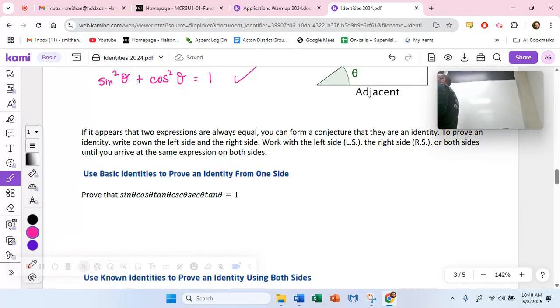Let's continue. Guys, check this out. Let's prove this identity is true. It turns out if you take the sine of an angle, the cosine, the tan, the cosecant, secant, well, that should be cotangent. I apologize.